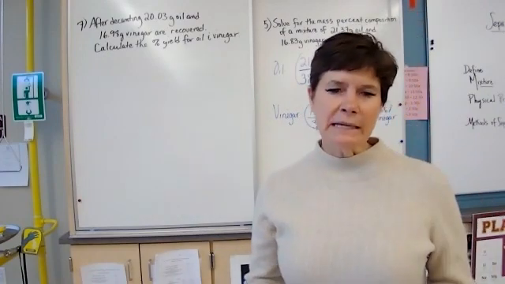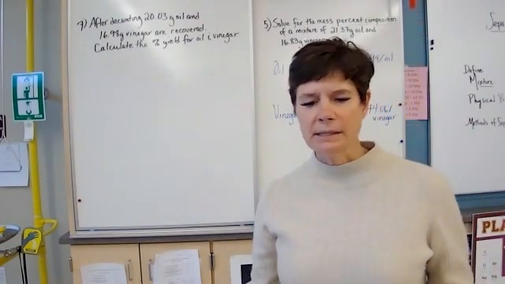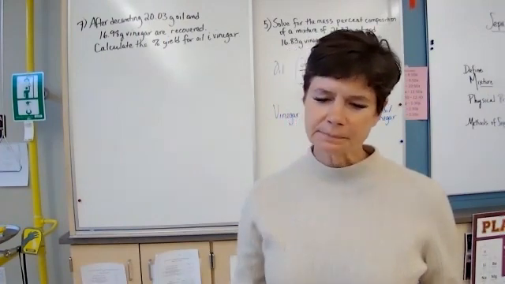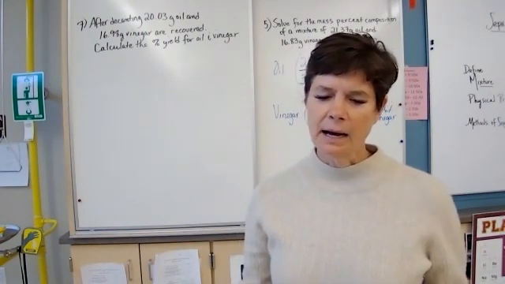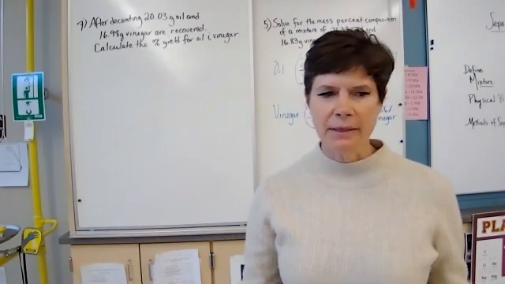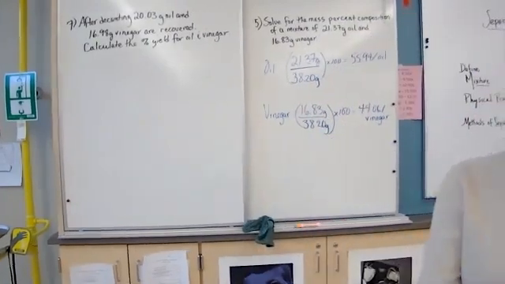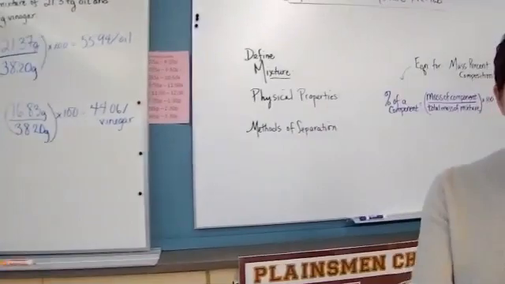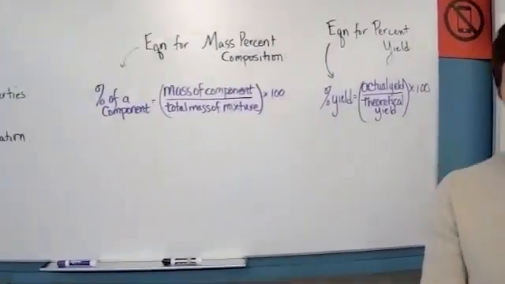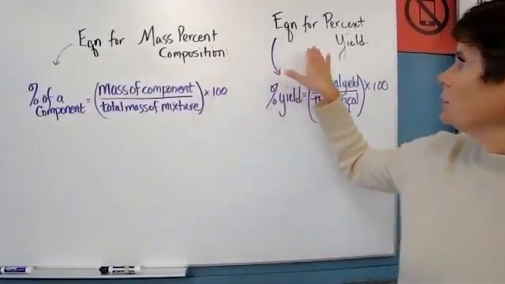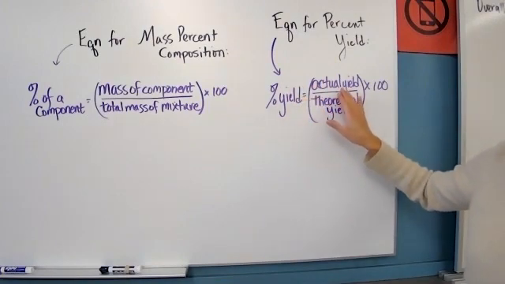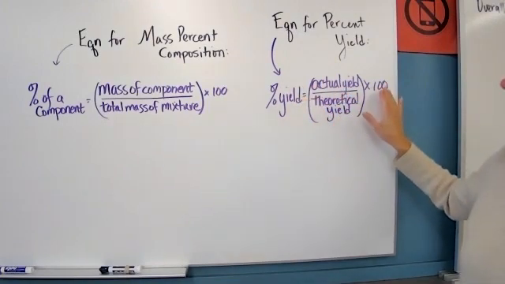So our percent yield uses that equation that says percent yield is the actual yield divided by the theoretical yield. I'll take it back over here. Okay. So percent yield right here. The equation for percent yield is the actual yield divided by the theoretical yield times 100.